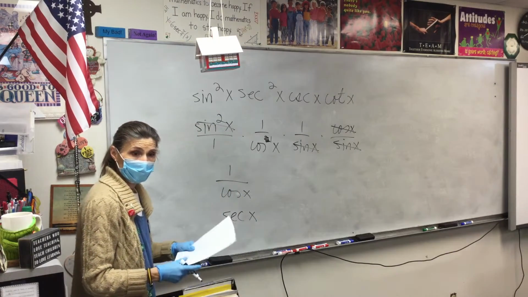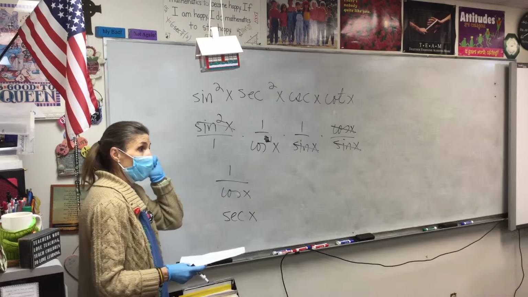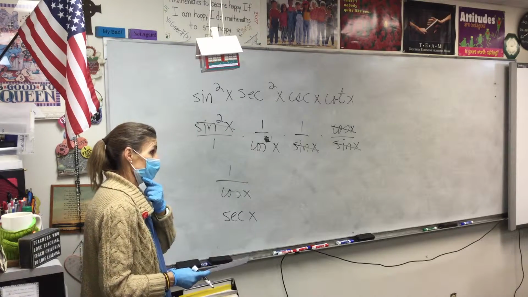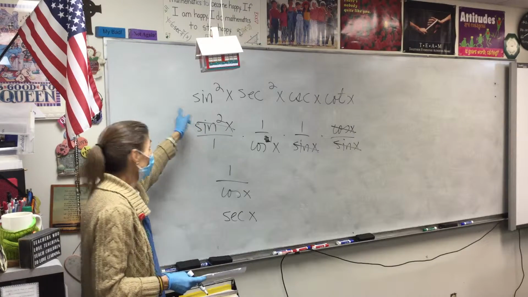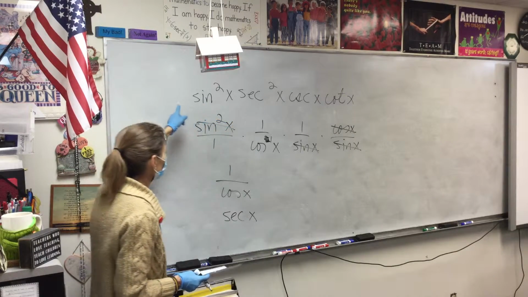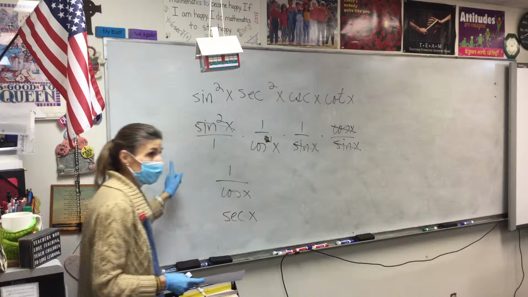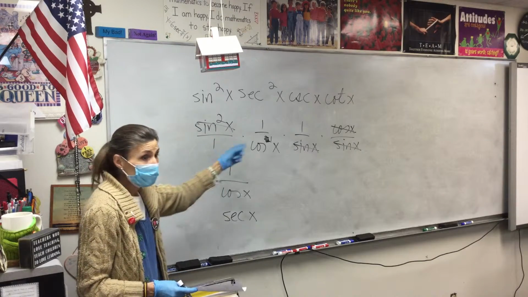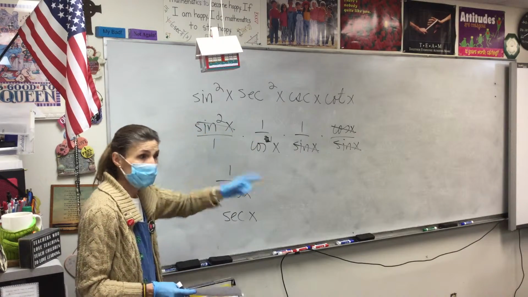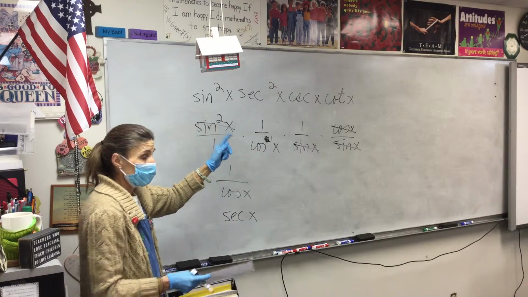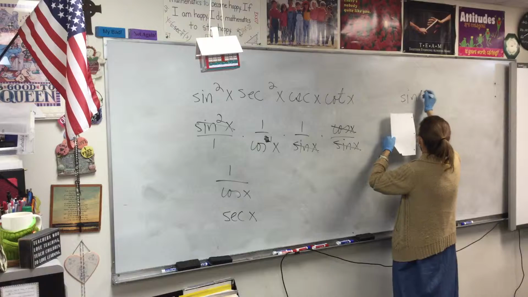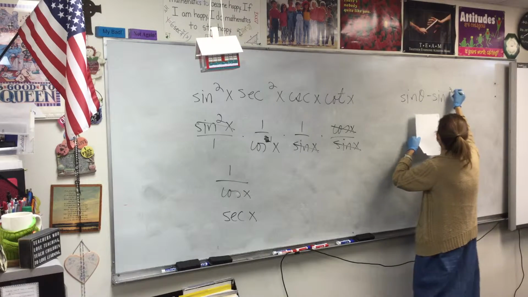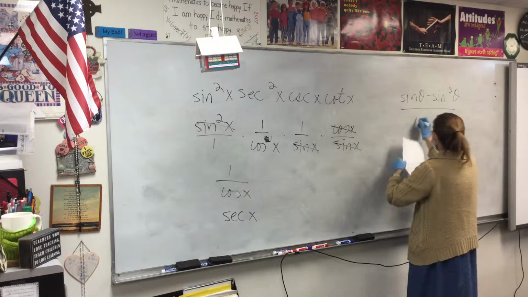Anybody have a question about one of those steps? On your quiz on Monday, there will be a problem like this. It'll look like this. And you will go through and do exactly what we did. Change everything into sines and cosines and cancel away. The other problem will look like this one. You will be expected to recognize an identity.